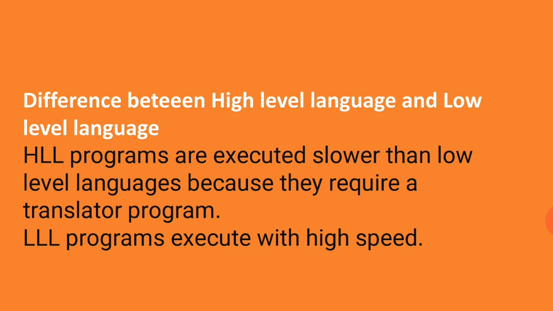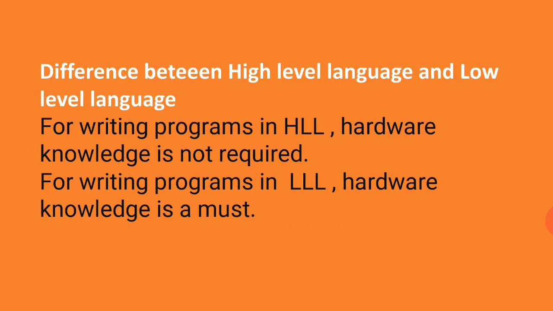Next difference, high level language programs are executed slower than the low level languages because they require a translator program. Means either it needs compiler or interpreter, then only these programs are going to work. So one layer is there, then it reaches to the operating system, and finally to the processor. Then low level language programs are executed with the high speed because machine code interacts directly with the machine.